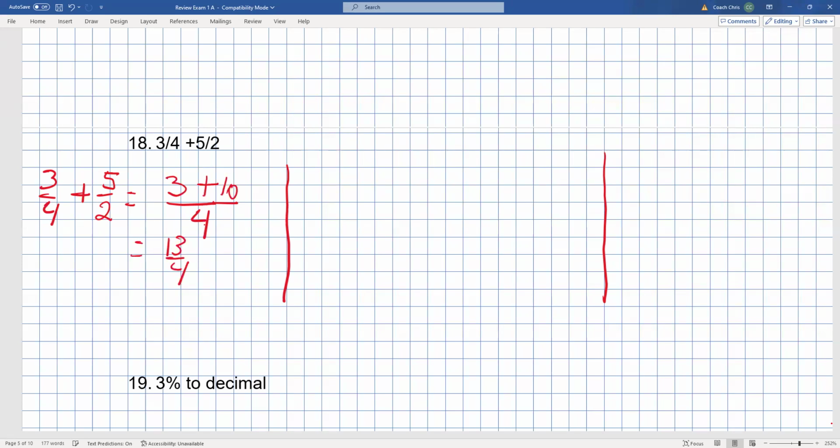This one here is an improper fraction. Convert that to a mixed number. 4 goes into 13 three times. That gives 12. The remainder is 1.